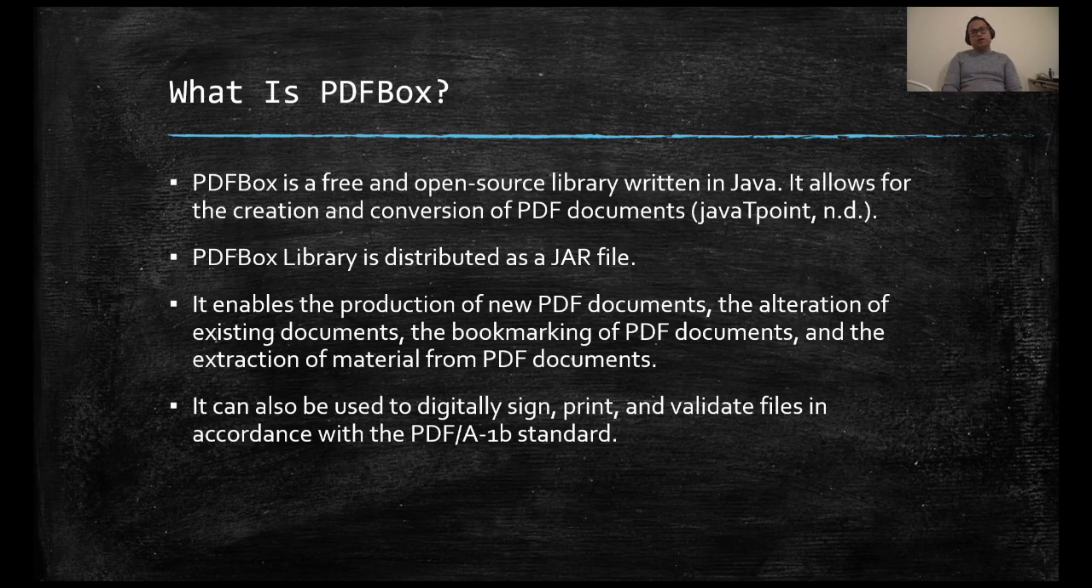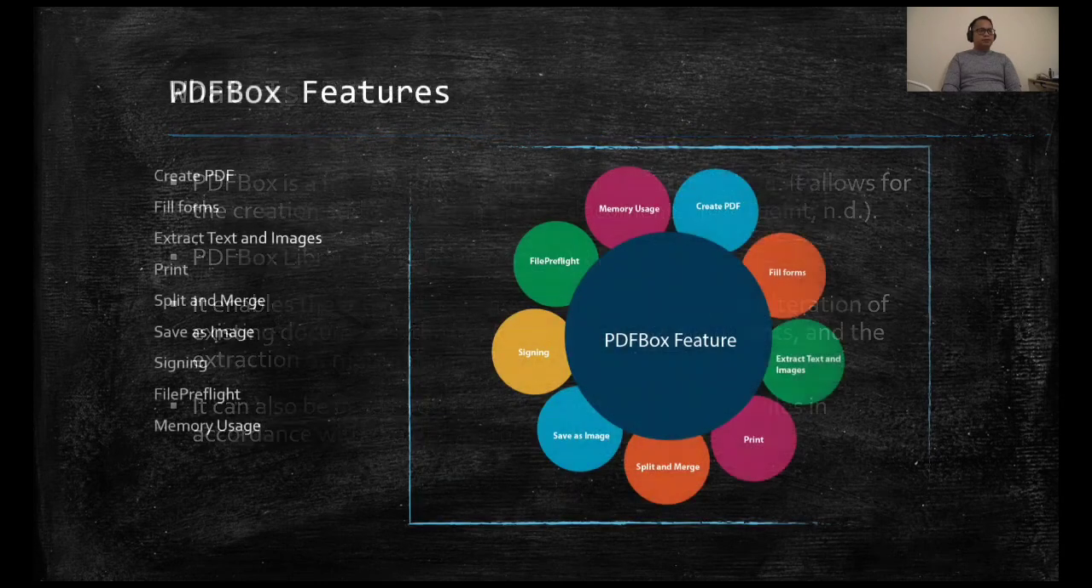And similar to Apache POI, it is distributed as a set of jar files. So it enables the production of new PDF documents, the alteration of existing documents, the bookmarking of PDF documents, and the extraction of material from PDF documents. Let's say you want to extract images from PDF documents, you can do that with the help of PDFbox. And it can also be used to digitally sign, print, and validate files in accordance with the PDF/A-1B standard. So as you can see, it has several use cases.